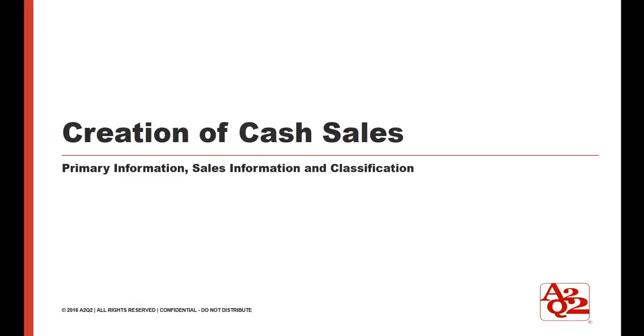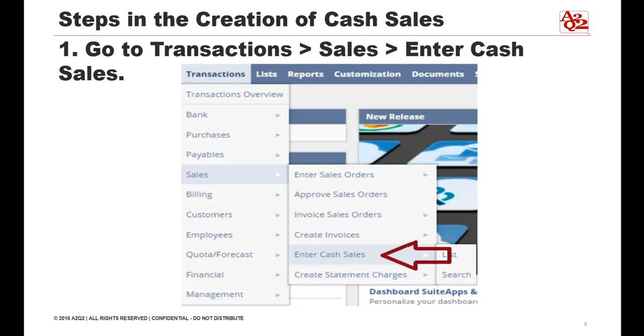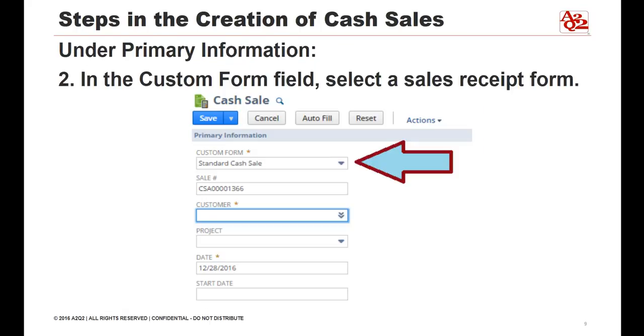This section will deal with creation of a cash sales, the primary information, sales information, and classification. To begin, log into NetSuite, go to Transactions, highlight Sales, highlight Enter Cash Sales. Steps in the creation of cash sales. Under Primary Information, in the Custom Form field, select a sales receipt form.